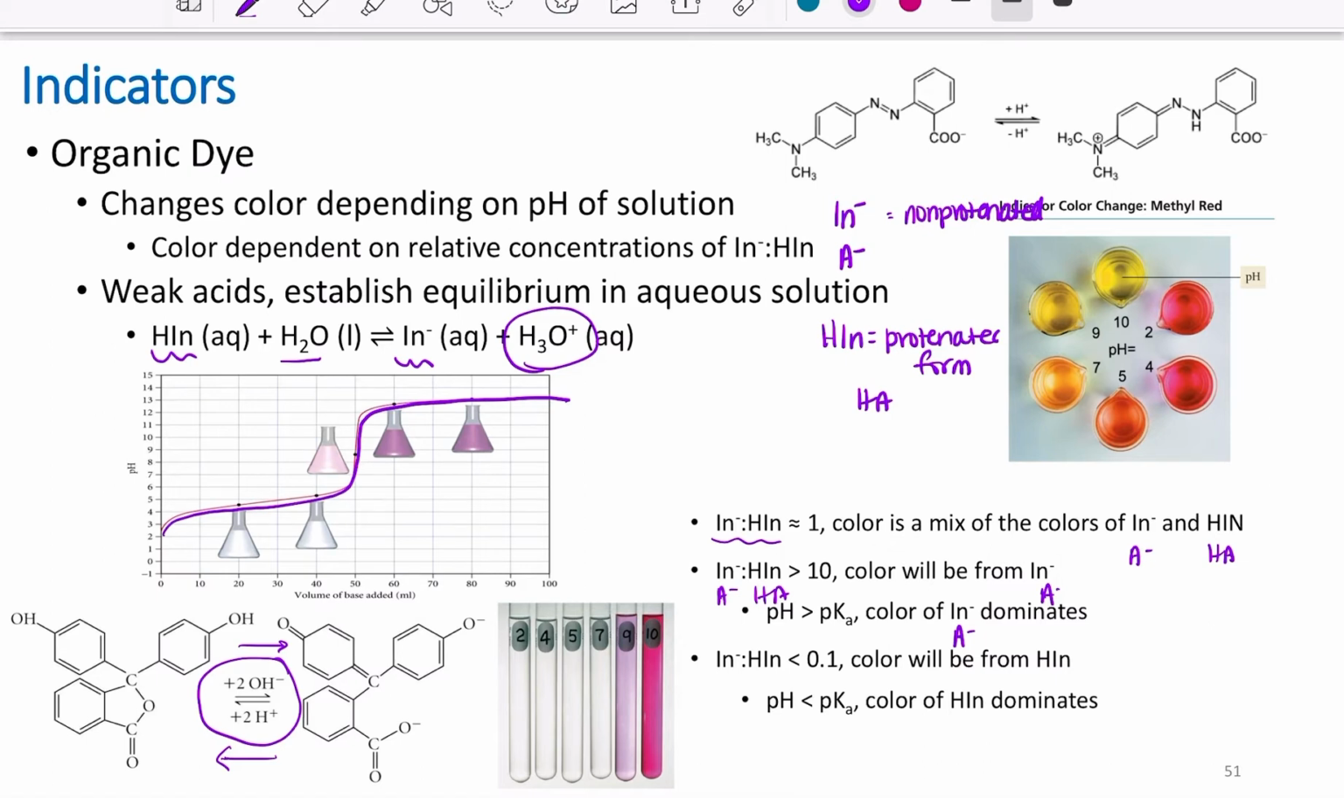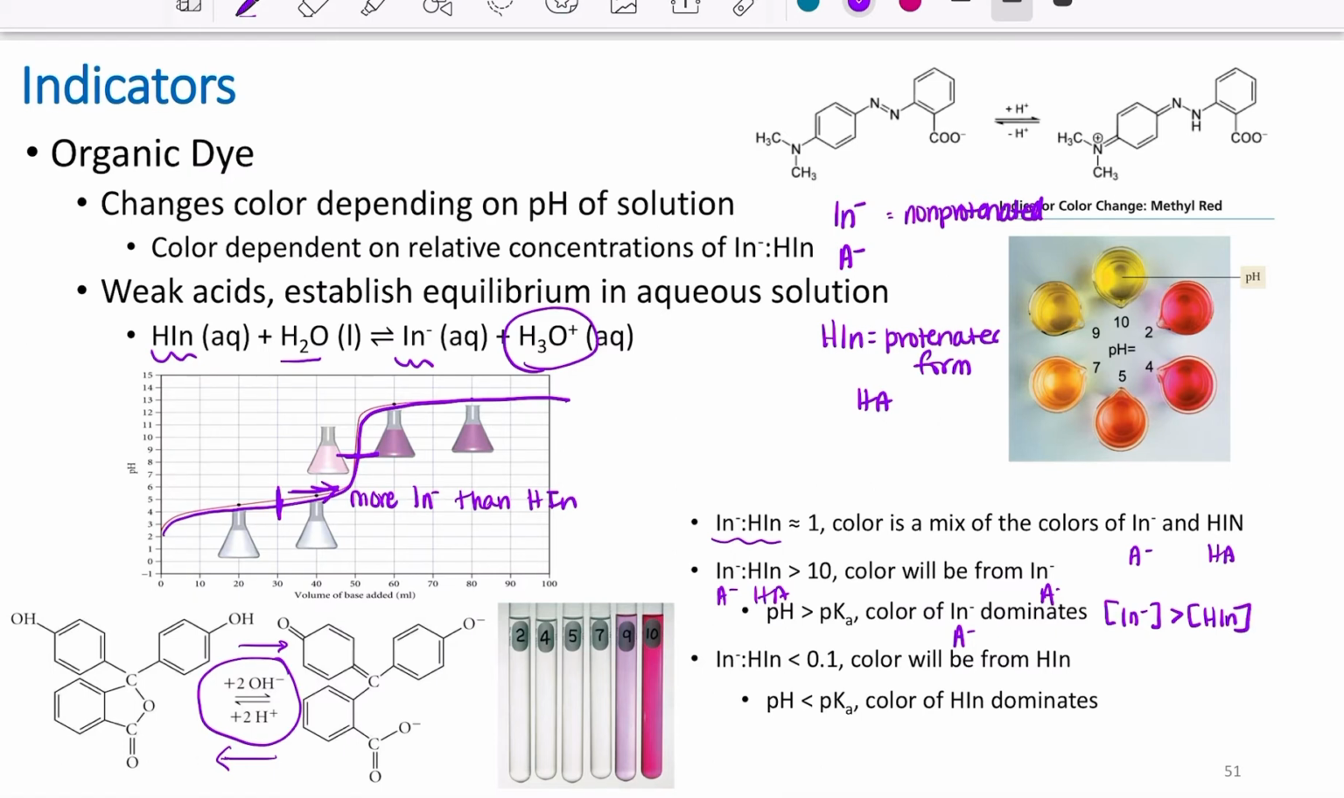Because if pH is greater than pKa, this is my equivalence point, this is my half equivalence point. When pH is greater than this, I have more of my non-protonated form than my protonated form. So here, the concentration of my non-protonated form is greater than the concentration of my protonated form.